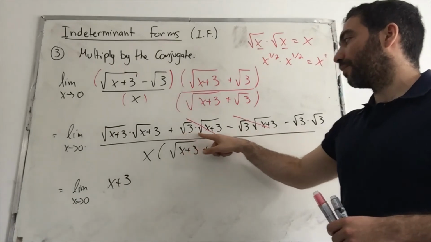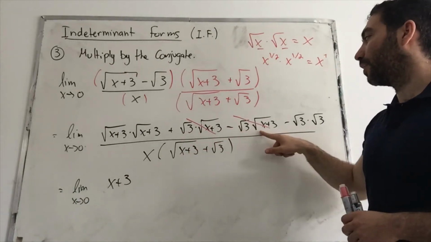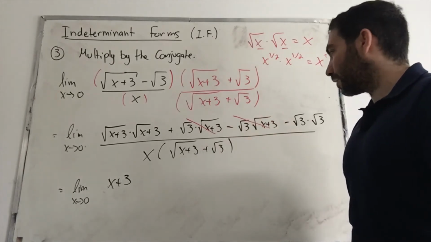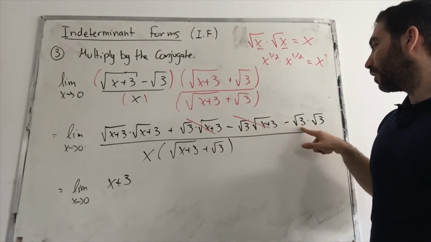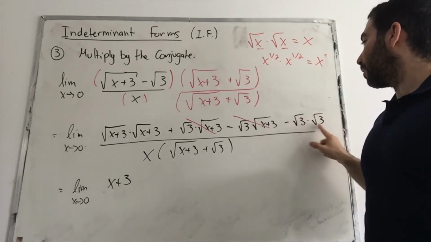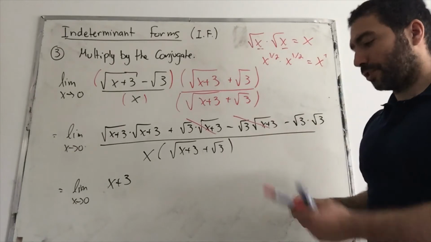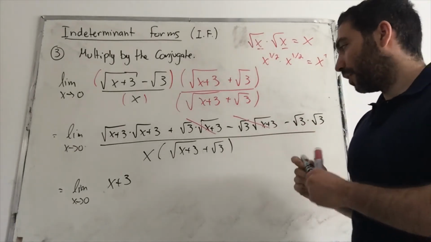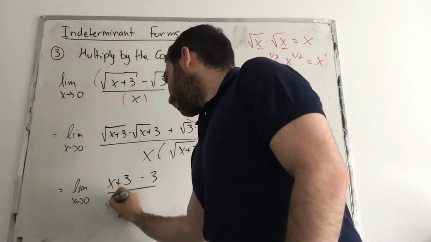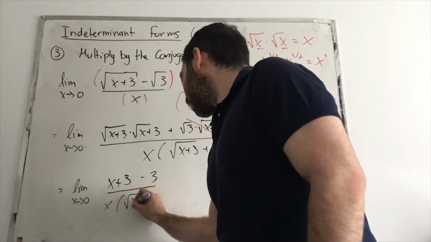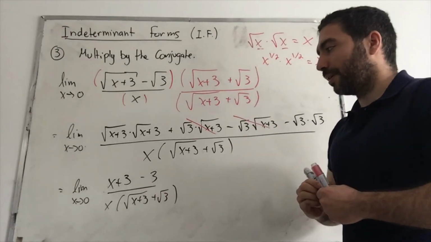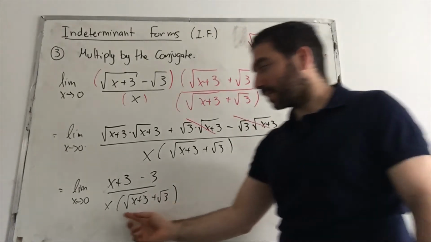So we have plus square root of 3 times square root of x plus 3 minus square root of 3 times square root of x plus 3. Same numbers, opposite signs, cancel, and what we're left with is minus square root of 3 times square root of 3. Since the numbers inside the roots are the same, the answer is just 3, so we get just minus 3. And then we're left with x in brackets, square root of x plus 3 plus square root of 3. So as I mentioned earlier, leave the x on the outside.